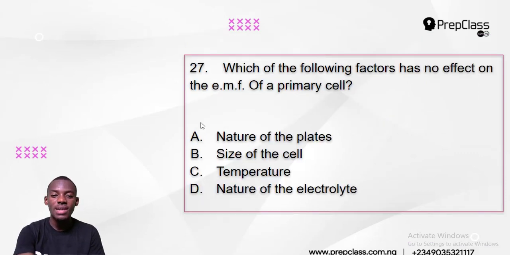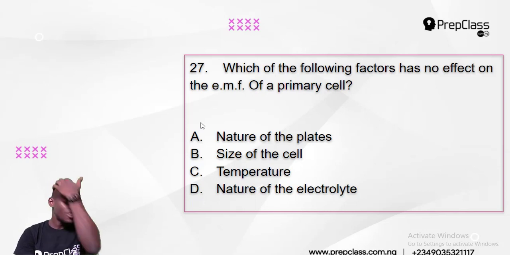Let's check out number 27 now. Which of the following factors has no effect on the EMF of a primary cell? Which one does not affect EMF? EMF means electromotive force. A primary cell is a kind of battery cell. Now we have nature of the plate, size of the cell, temperature, nature of the electrode.